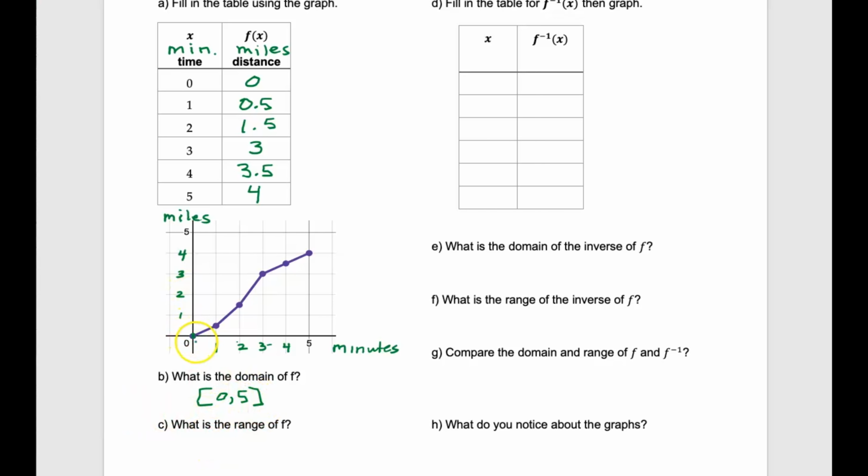The range, we'll look at it from bottom to top because those are our y values. Again, it starts at 0. And this time, our highest value that it gets up to is 4.